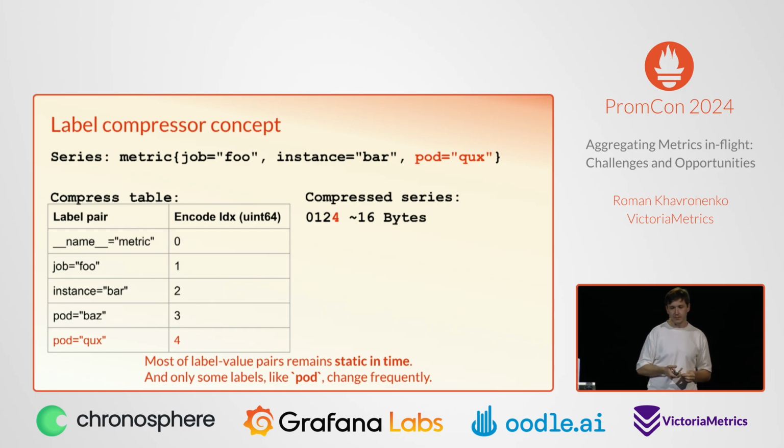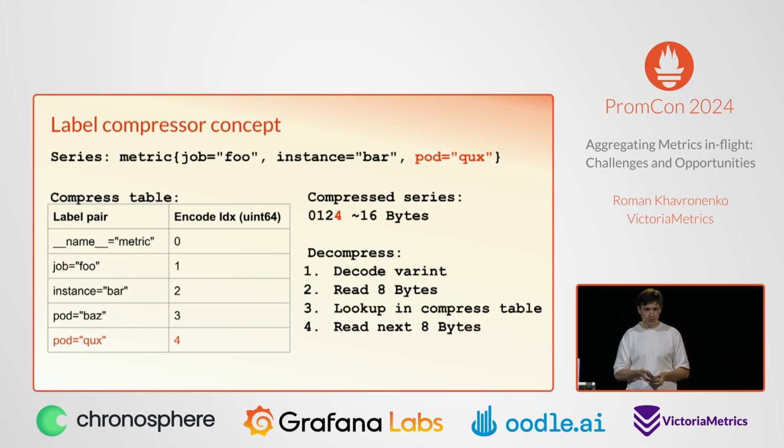So very similar. But the cool thing about time series is that most of your labels are usually constant. Labels like job or instance do not change that much. They will likely be with you for days, weeks, months. But there are only 1 or 2 small labels like the pod label, which makes this high cardinality problem, which changes on every deployment every day. So using this compressed table, we can store only this. It will grow really slowly. That's what I'm trying to say, because you will record only those labels which were never seen before.